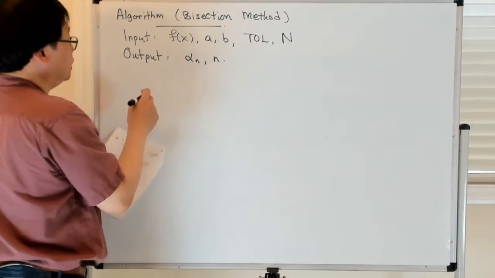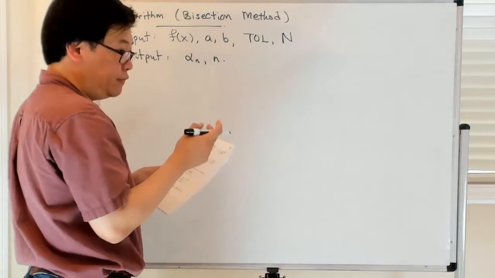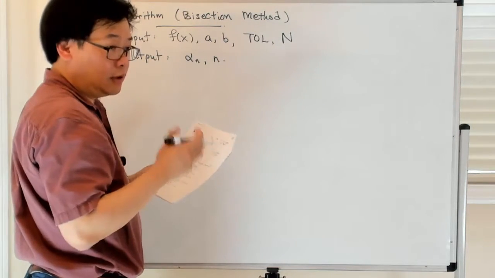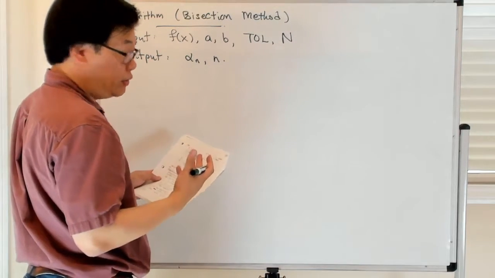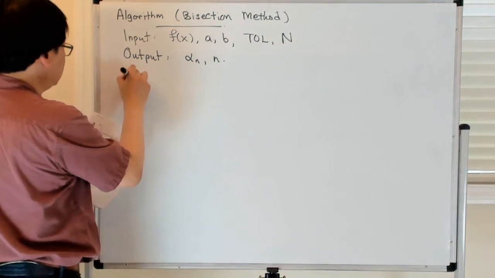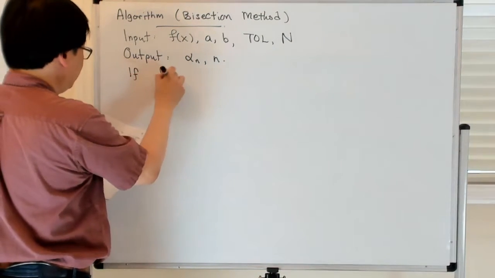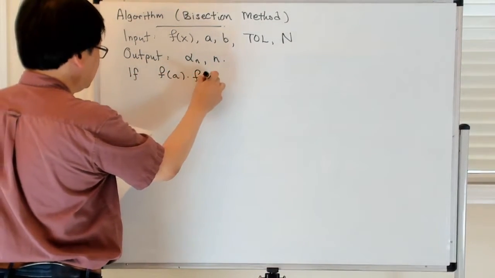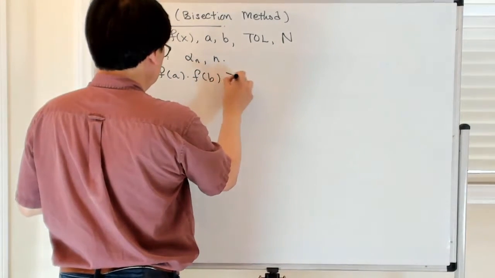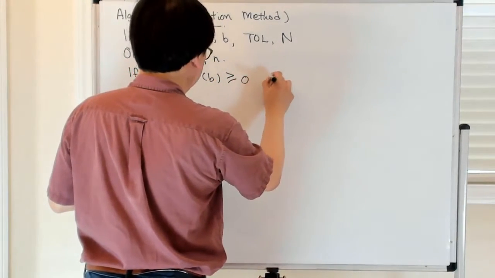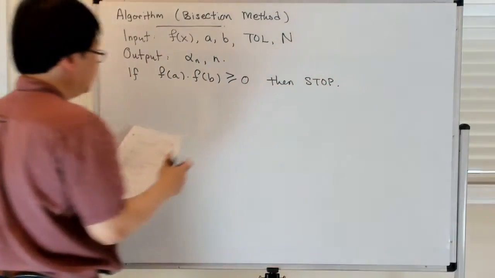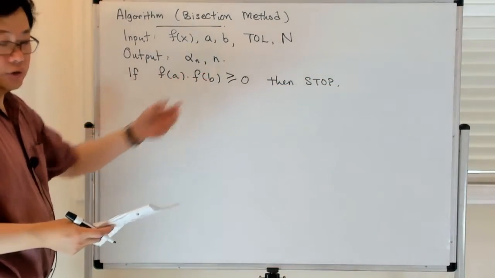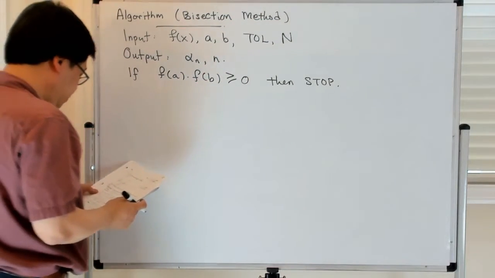So you first check that the interval which is given to you is guaranteed to contain a root, right? If it doesn't, the bisection method isn't guaranteed to work. So let's check this first. If f of a times f of b is greater than or equal to 0, then you stop. It actually could be equal to 0, which means one of them is already the root. But in any case, all right.